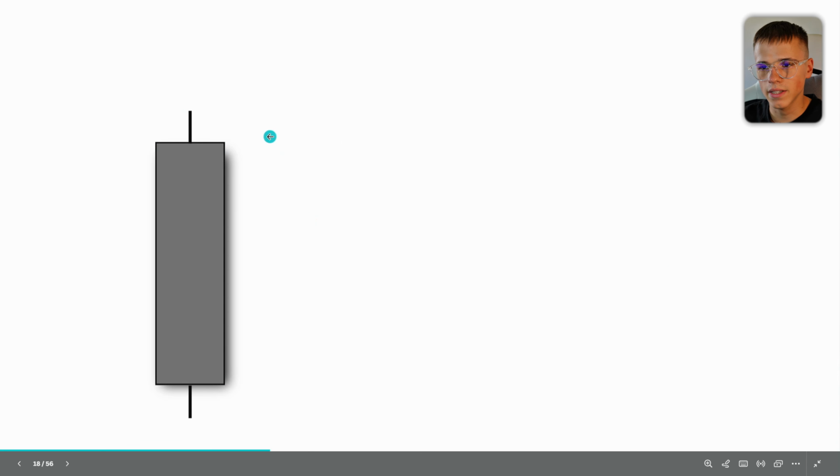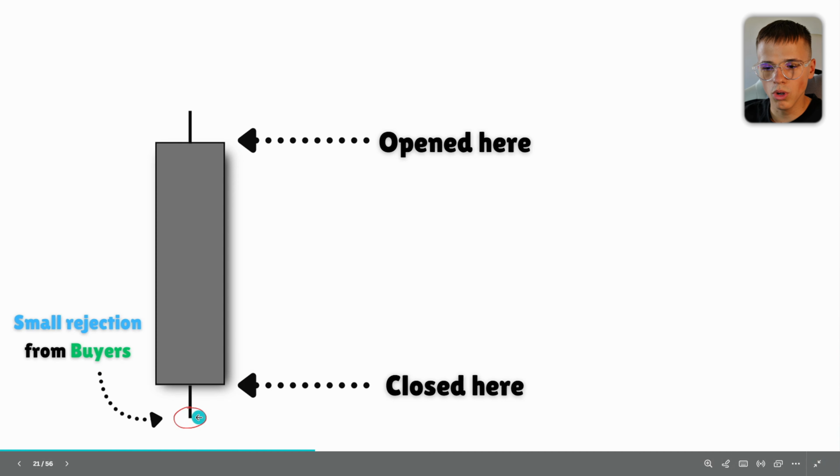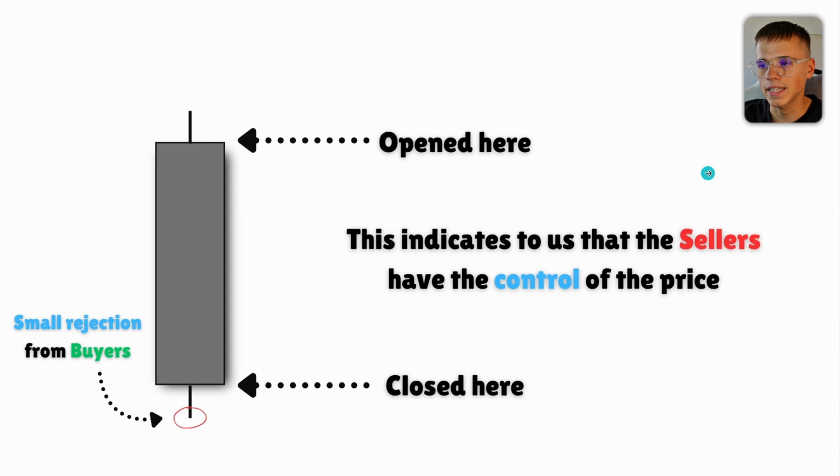And then we have another example, which is a bearish candle or a gray candle in my case, and you can see it opened right here, it closed down here, which means price pushed all the way to this level right here, but it retraced and closed right here, which means there was only a small rejection from the buyers. And this indicates to us that there are more sellers in the market and they are in control of the market right now. So the market is likely to go to the downside.